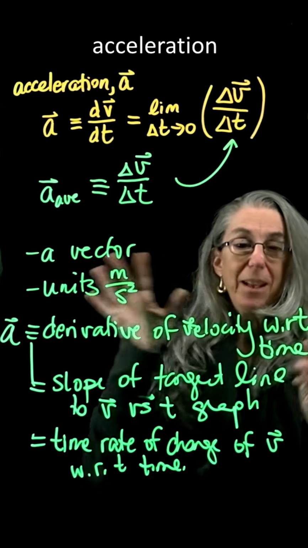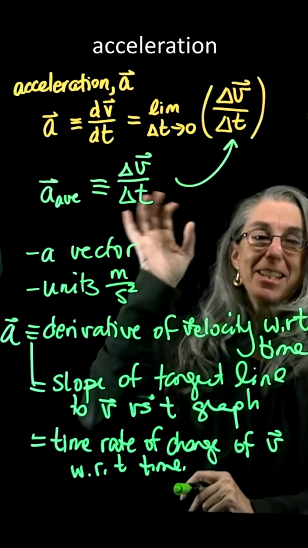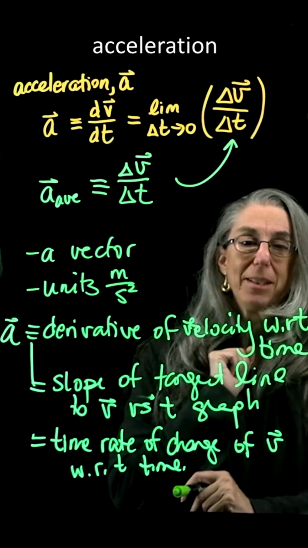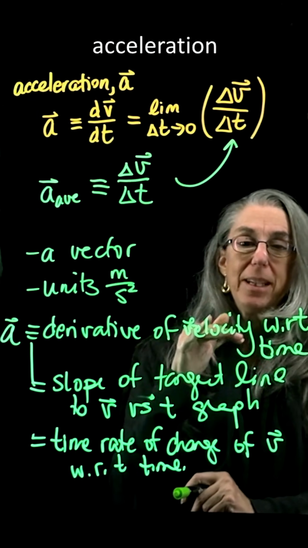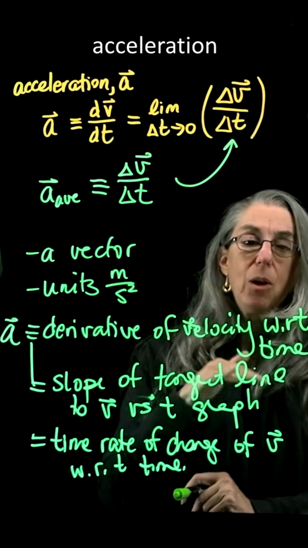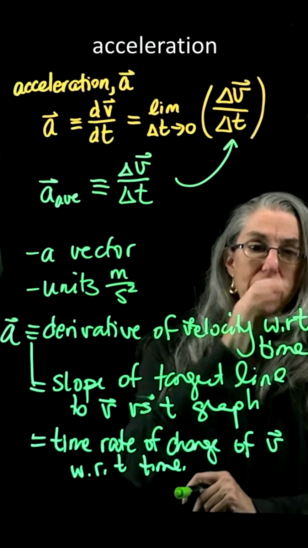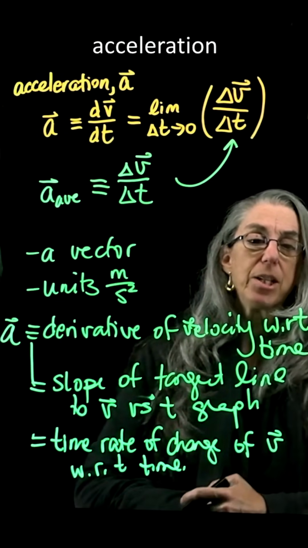So if you like these analogies, acceleration is to velocity in the same way that velocity is to position. So everything we learned about taking derivatives, finding the slopes, all of that translates exactly from finding velocity from position to finding acceleration from velocity.